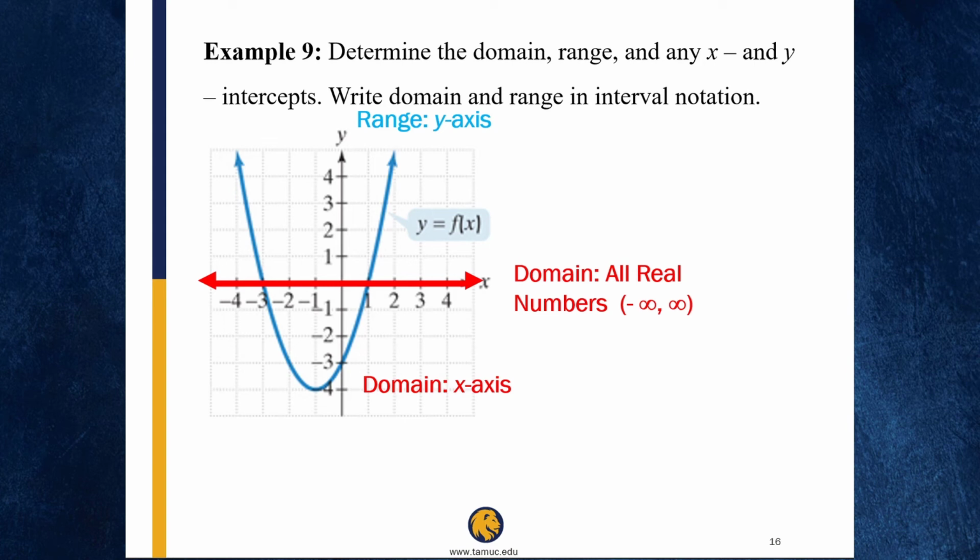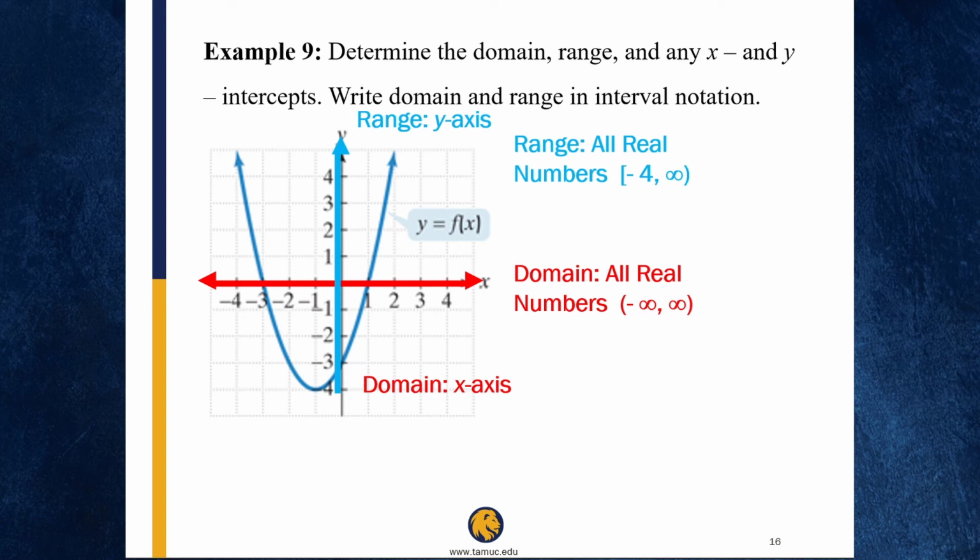Notice for the range how the graph goes all the way down to negative 4 on the y-axis and then turns around and goes up from there. It never goes down below negative 4 on the y-axis. So when we read the range, we say it goes from negative 4 all the way up and off toward positive infinity. Now when we write that in interval notation, we write it as bracket negative 4 comma infinity. Notice I'm using the bracket here. That's specifically because it goes all the way down and touches negative 4. So a bracket in interval notation means it actually touches and goes through the number.